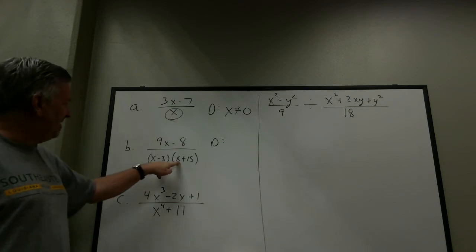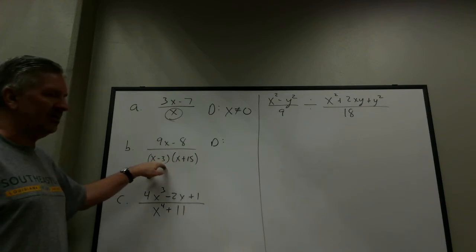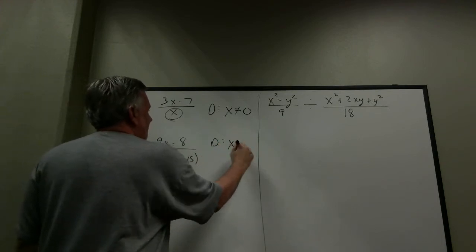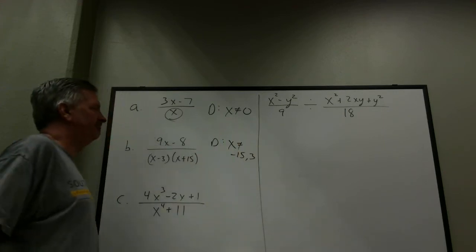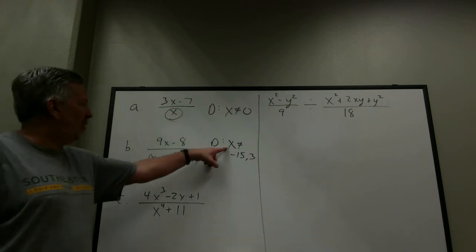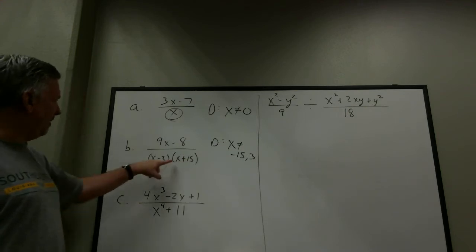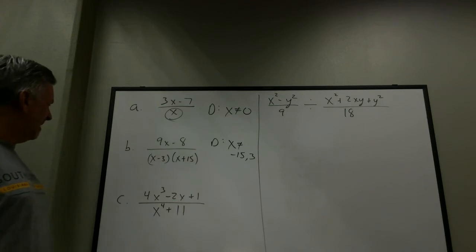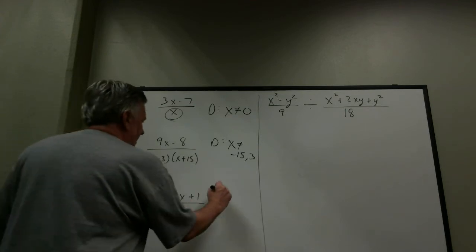And notice if x is -15, this factor will be 0. You'll have 0 times something else, which is 0. So it's all x's except -15 and 3. The domain is any real number x except for those two. Any other number you plug in, you will not get 0 in the denominator. Those are the only two values that give you 0. Now what about C? Here's a rational expression. Again, what's the domain?